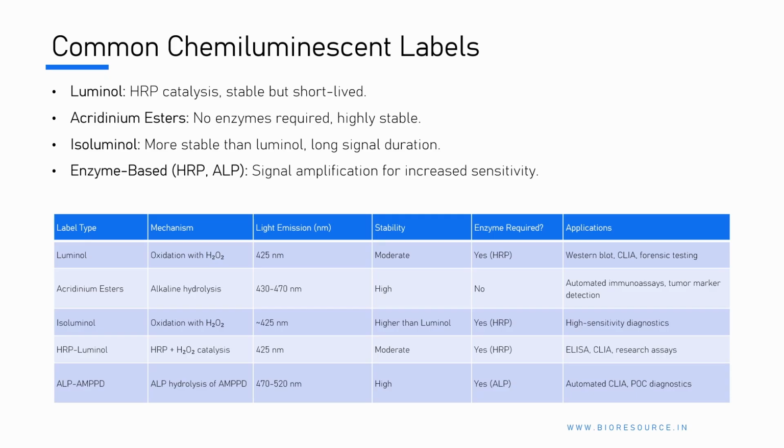So in summary, luminol and isoluminol rely on oxidation reactions with hydrogen peroxide but need metal catalysts or HRP. Acridinium esters provide direct chemiluminescence without enzyme and are commonly used in clinical CLIA. The enzyme-based systems allow for enhanced signal generation and are widely used in automated immunoassay platforms.